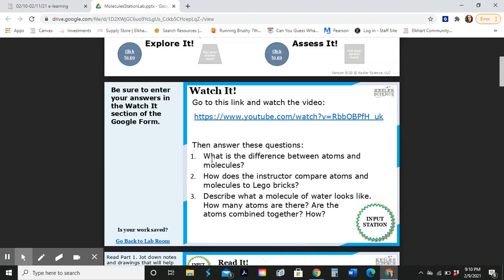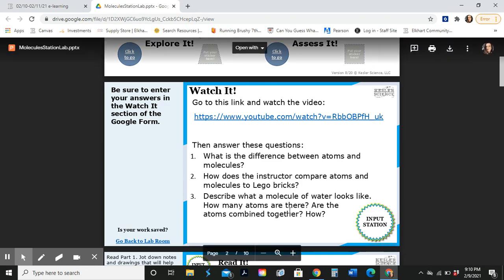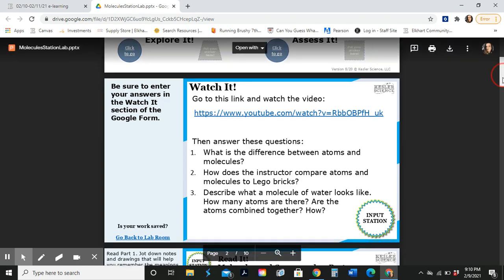What is the difference between atoms and molecules? How does the instructor compare atoms and molecules to Lego blocks? Describe what a molecule of water looks like. How many atoms are there? Are the atoms combined together, and how?